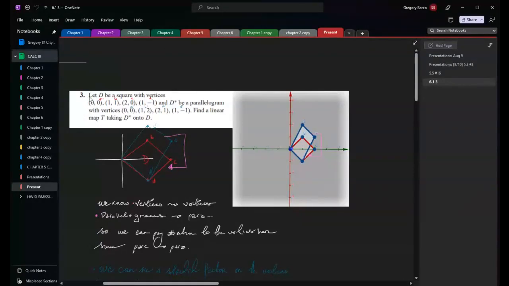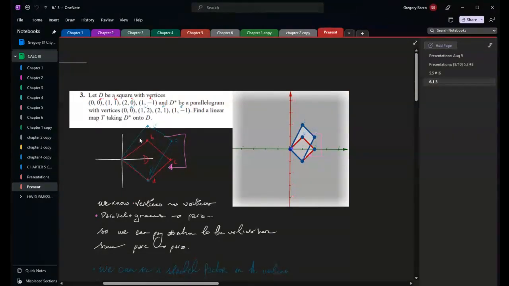So I'll be presenting section 6.1, question 3. Our question here is, let D be a square with vertices (0,0), (1,1), (2,0), and (1,-1). And D star be a parallelogram with vertices (0,0), (1,2), (2,1), and (1,-1). And so I drew here our images. And here's also the same thing on GeoGebra with the sketch.